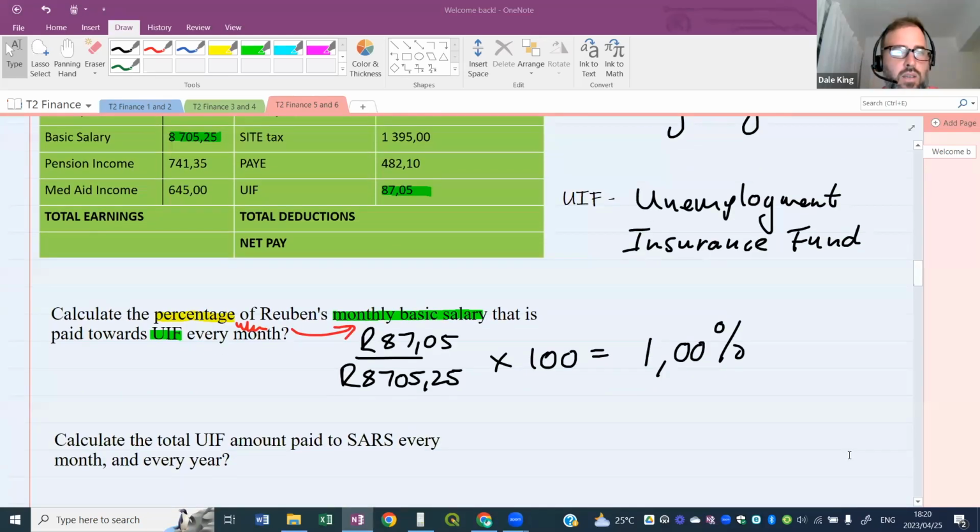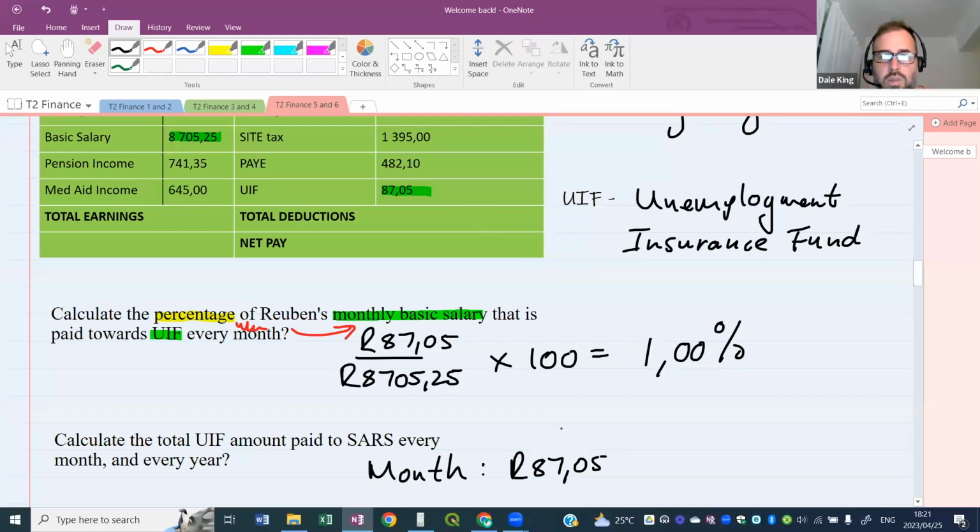Okay, so let's have a look and see the total UIF amount paid to SARS every month and every year. All right, we've got the total amount for every month because this is a monthly salary slip. So I'm going to write here, for the month, we've got 87 Rand. So let's do a quick calculation and work out how much this will cost us every year to pay UIF according to this salary slip.